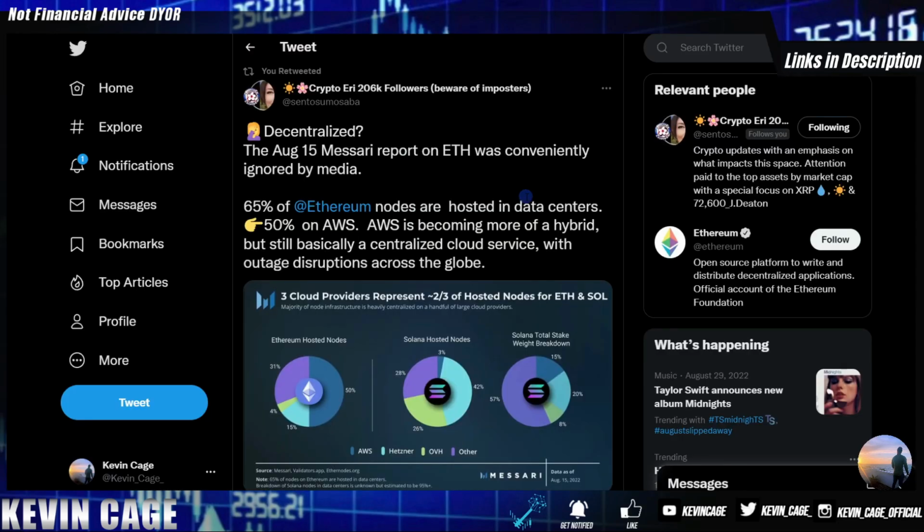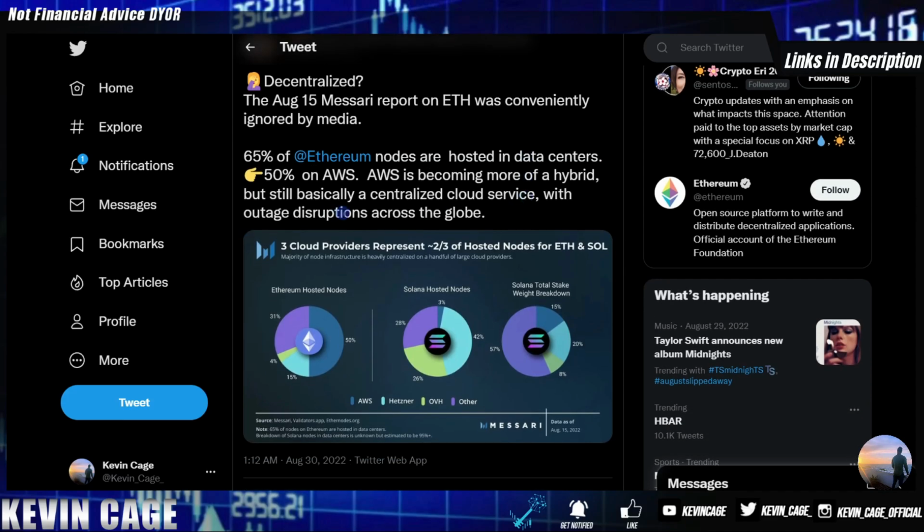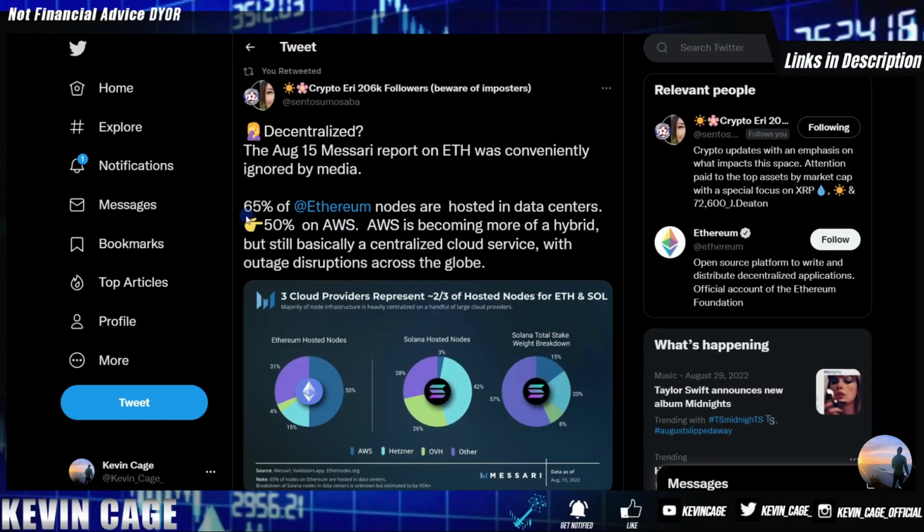Next up, shared by Crypto Eddie. So we have August 15th, Messari report on Ethereum was conveniently ignored by media. 65% of Ethereum nodes are hosted in data centers, 50% on AWS, Amazon Web Services. AWS is becoming more of a hybrid, but still basically a centralized cloud service. Let me read that again. 65% of Ethereum nodes are hosted in data centers, 50% of them on AWS.